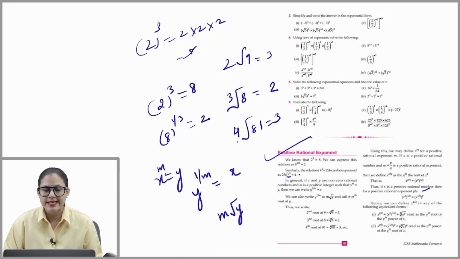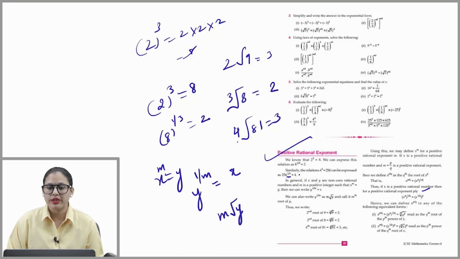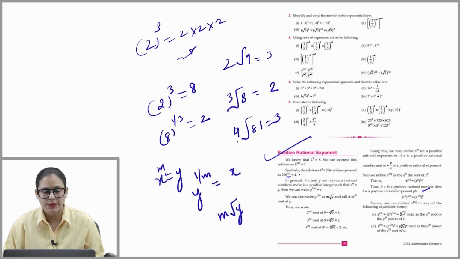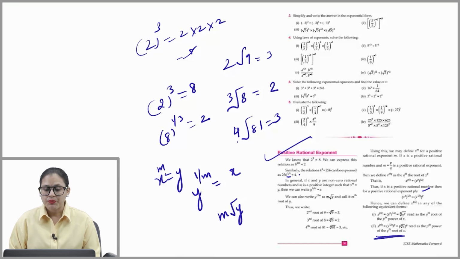Hence, we can define x raised to the power p by q in any of the following equivalent forms. So x raised to the power p by q is equal to x raised to the power p raised to the power 1 by q, or you can say the qth root of x to the power p, read as the qth root of the pth power of x. And this is read as the pth power of the qth root of x.